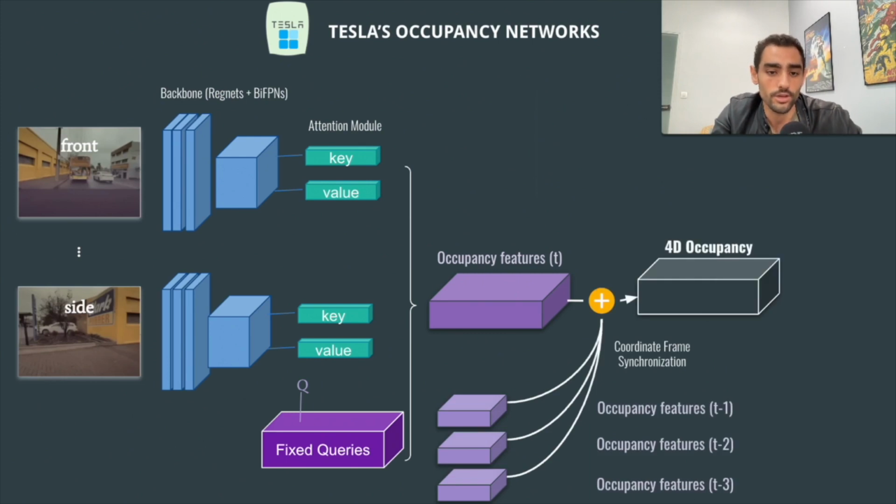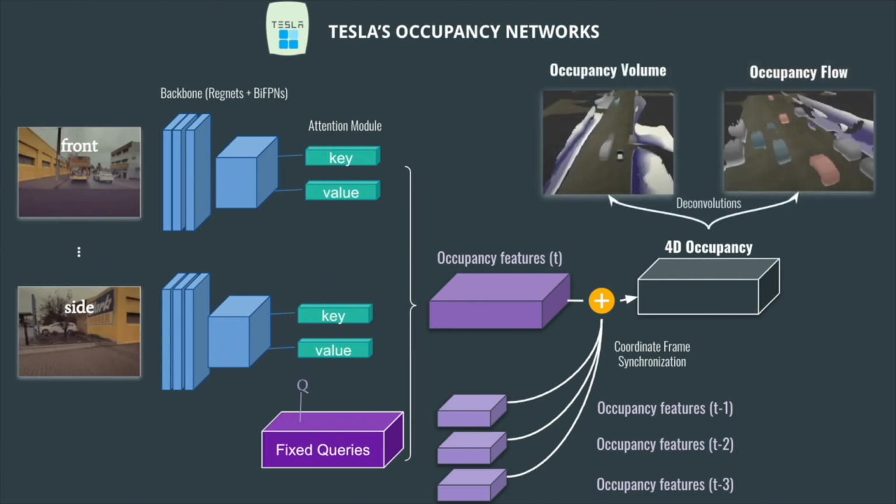Now, you're going to fuse that with the occupancy features from T-1, T-2, and T-3. This is the time attention. You coordinate everything, and now you get a 4D occupancy. And now it's the moment where I'm going to disappear, because now you're going to have two things: occupancy volume, which will give you basically occupancy but in 3D, and occupancy flow, which will tell you whether the objects are going in front of you or behind you, or in which direction, all of that.